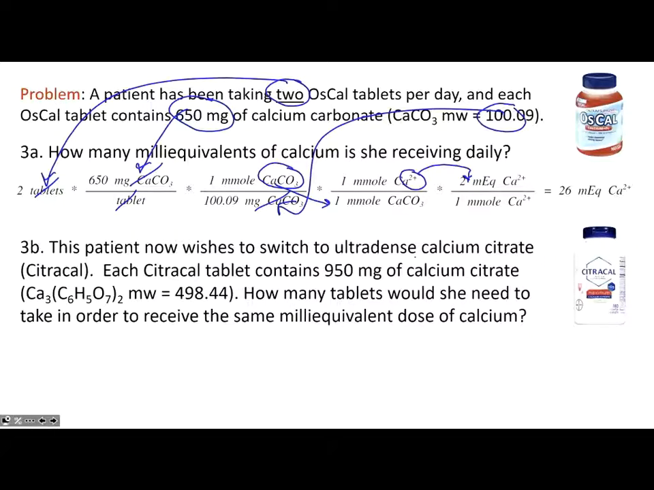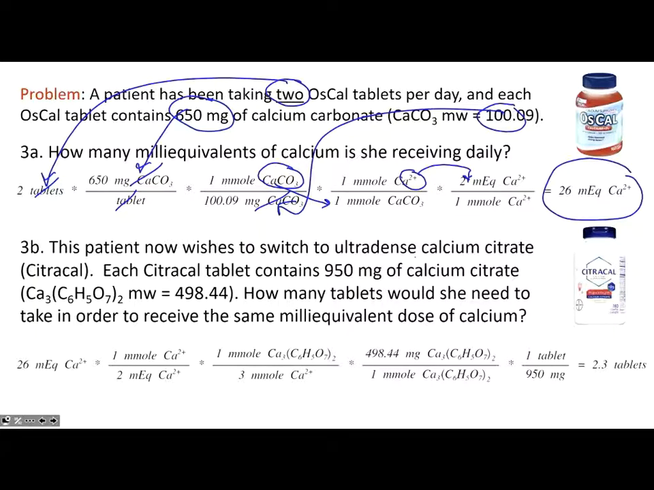It says, this patient now wants to switch to using ultra-dense calcium citrate, or Citracal. Each tablet contains 950 milligrams of calcium citrate, and I give you the formula and the molecular weight. Therefore, what's an equivalent number of tablets? Equivalent to what? To this. We want to provide that amount of calcium, but now with a different product. So I'm going to start with those number of milliequivalents. Show me how many tablets of this product would provide me the same 26 milliequivalents of just pure calcium.